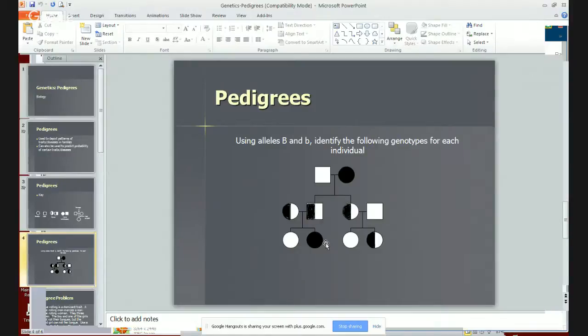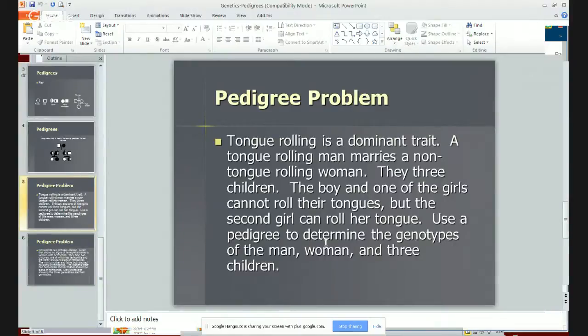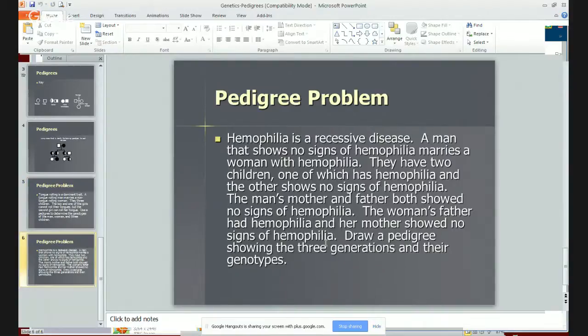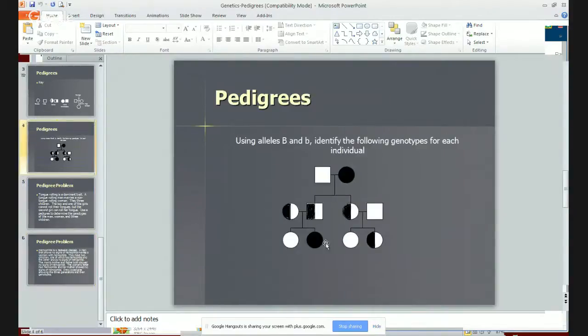Now we're going to do one genetics problem. Okay. Oh, by the way, back up here, you can tell here that there are 3 generations. So each line, 1 generation, 2 generations, 3 generations.